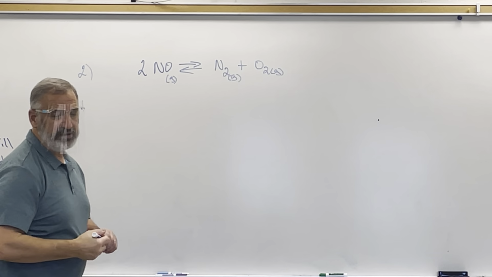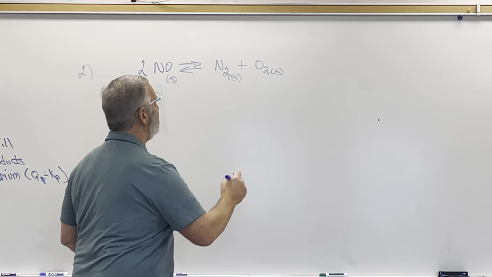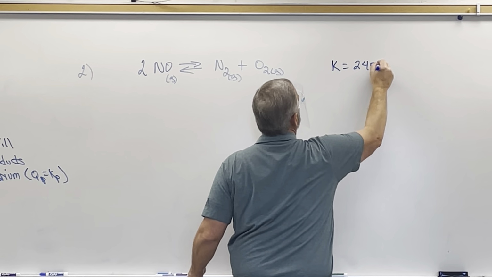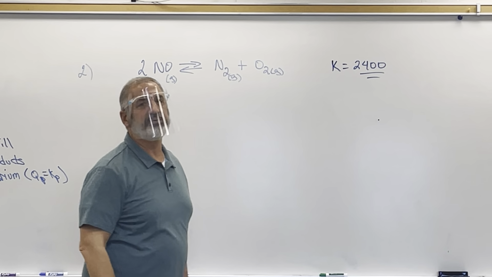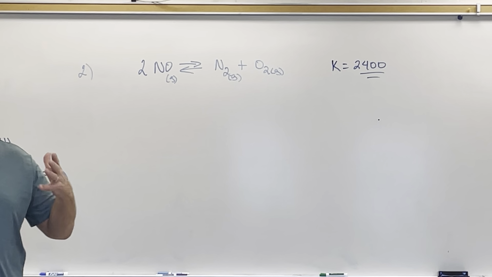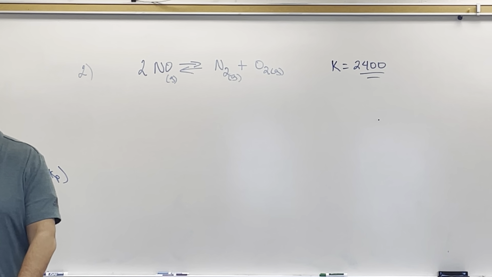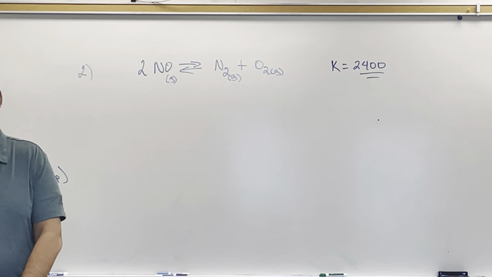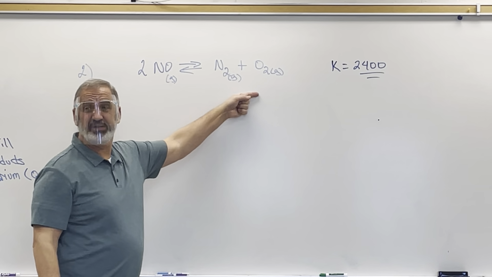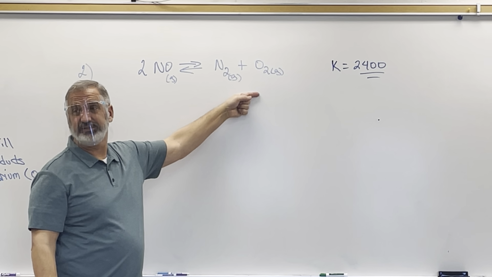Okay, so now it tells me that K is equal to 2400. Now that's very important, because is that a big or a small number? That's a pretty big number. What does that mean about the ratio of products to reactants? A lot more products, right? When the K is greater than 1,000 or so, you can assume this reaction is going nearly all the way to completion.